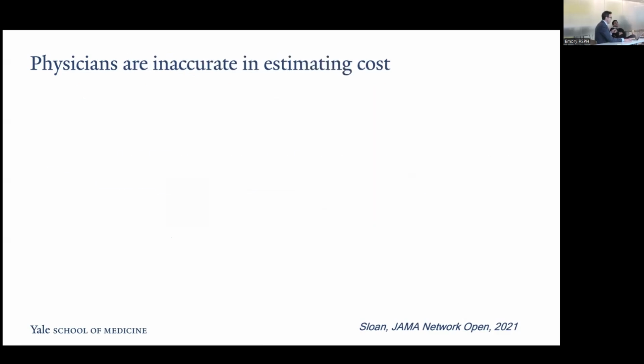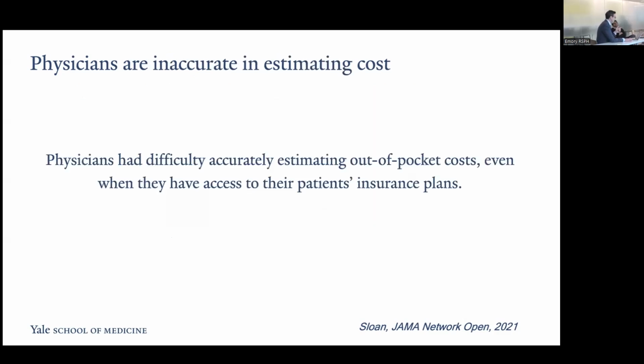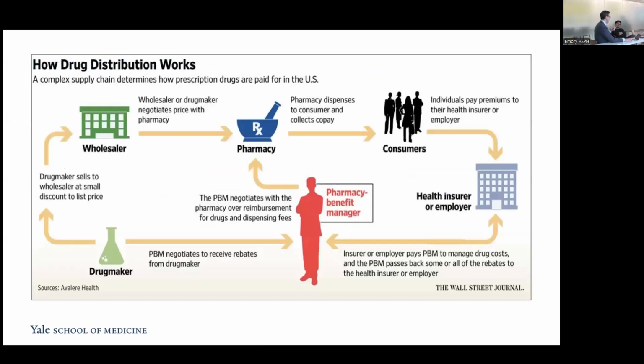But most of them did think that their patients expected them to solve or at least address the cost-related issues. But we're really bad at it. We have difficulty accurately estimating out-of-pocket costs, even when we have access to the patient's insurance plans. And why is that? It's because our system is so complicated. This schematic shows the cascade from drug maker to wholesaler to pharmacy, and then this middleman who stands between the pharmacy and the consumer or health insurer, called the PBM. They set the price. So knowing what insurance a patient has in this country is not necessarily helpful, and there are so many plans, it's really impossible.